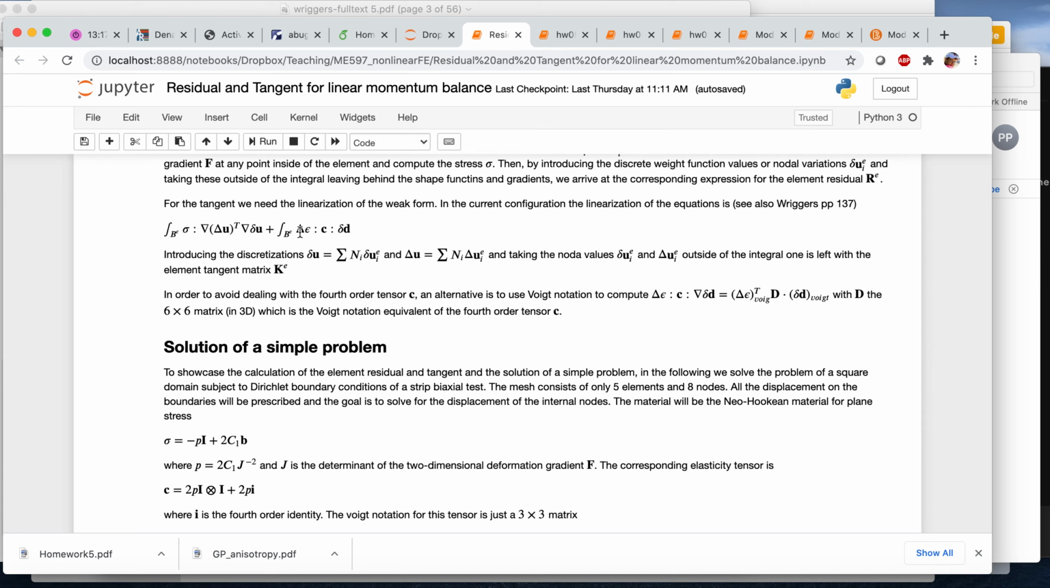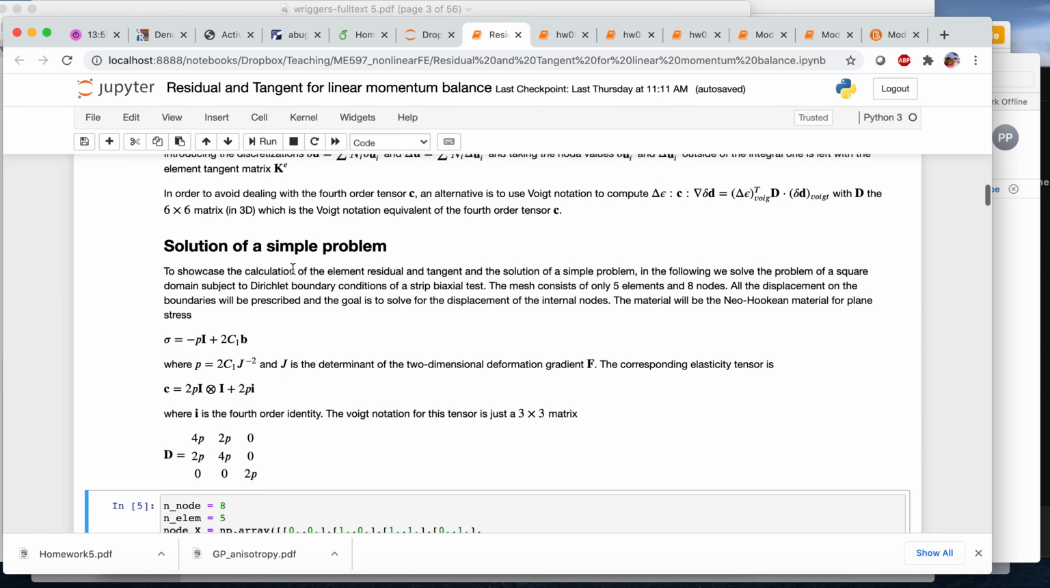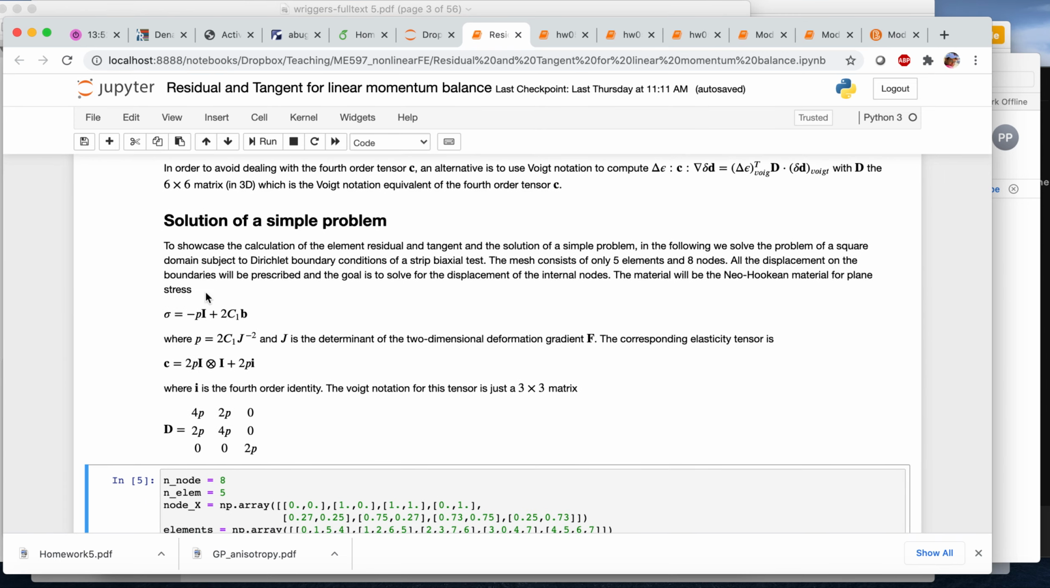And then if you introduce the corresponding variation as the sum of the shape functions times the nodal variations, and the increment as the sum of the shape functions times the nodal increments, you can take these nodal values outside of the integrals in both integrals. What you're left with is the definition of the stiffness matrix, the elasticity tangent matrix, basically this Ke. I'm going to illustrate that in a second.